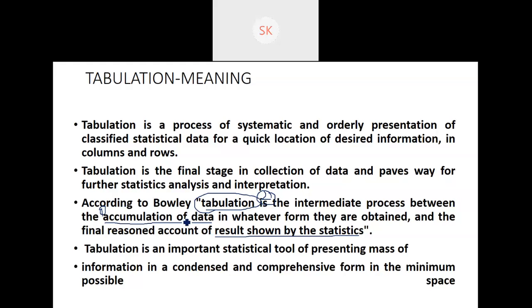Okay, so that is the tabulation definition. Tabulation is an important statistical tool of presenting mass of information in a condensed and comprehensive form in the minimum possible space. This is very important. Why? Because tabulation is one process where you bring it down to the points, or summarize the whole thing into easy points, so it is understood by everybody, and you need not go through the whole data to understand. You can just see the tabulated data and say, okay, I understood the whole data.